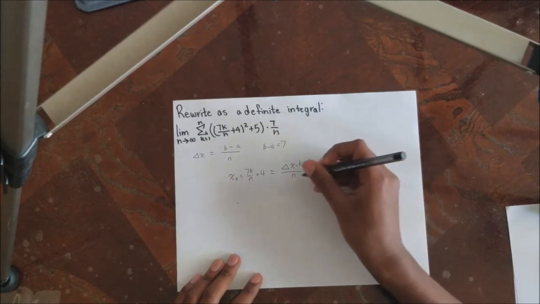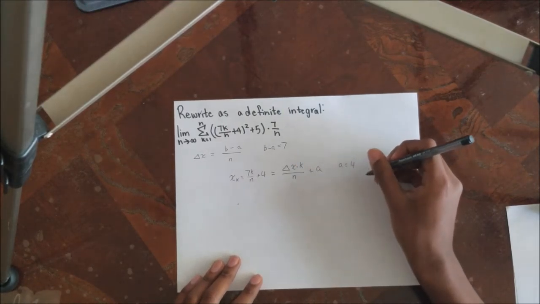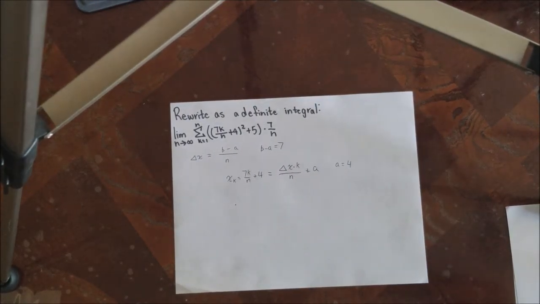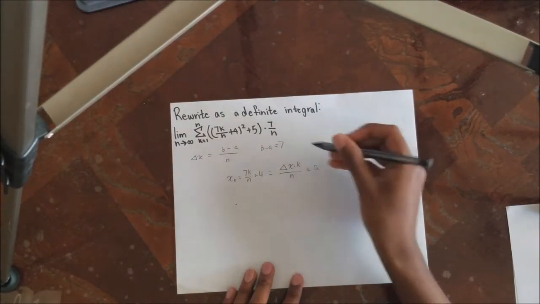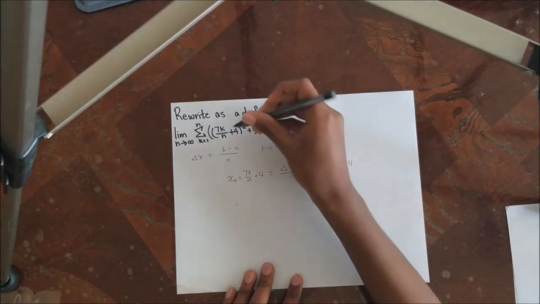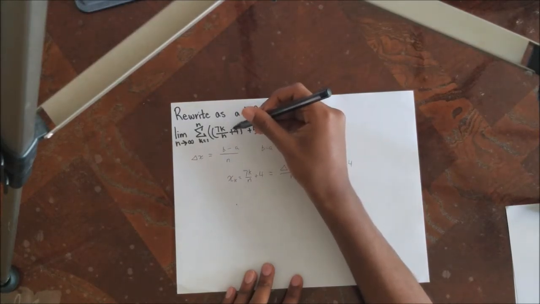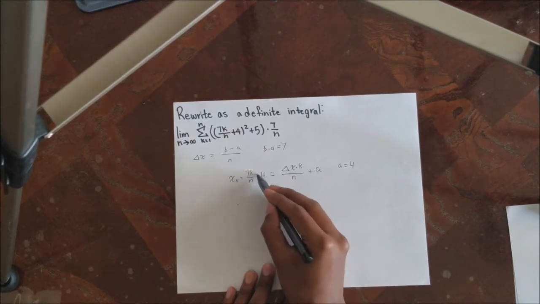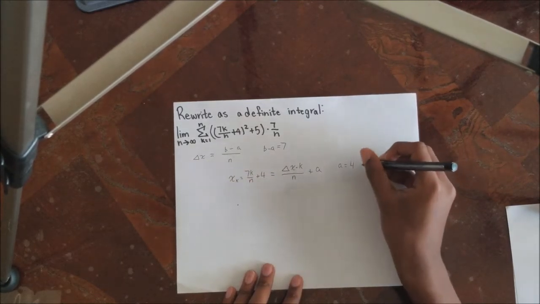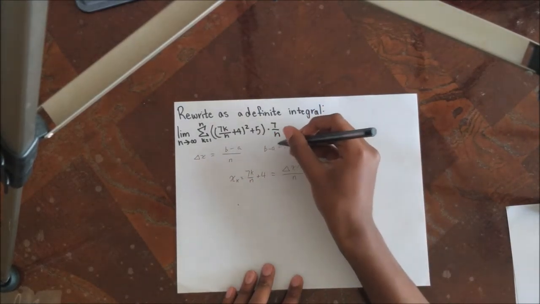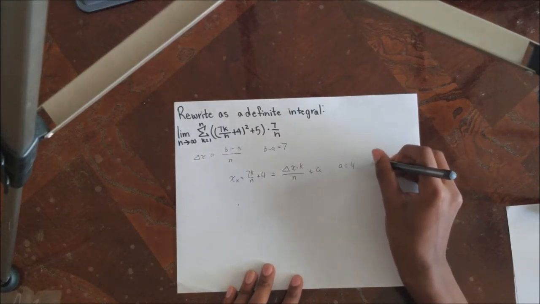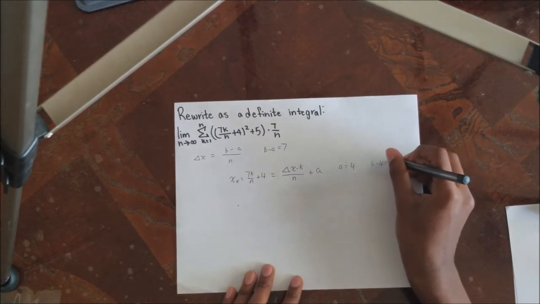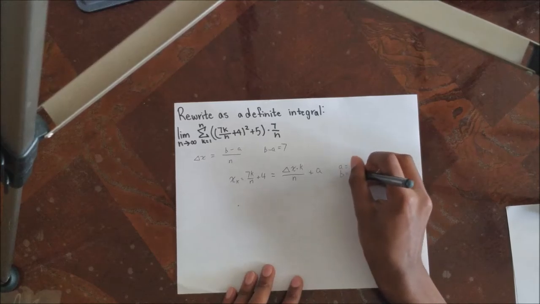Why? The way we figured out this a is because our plus 4 is right here. There we go. Because this is the notation. And since we have a over here, we can say a is plus 4. And we know that b minus a equals 7, so solving for that, b minus 4 equals 7. That means b is equal to 11.